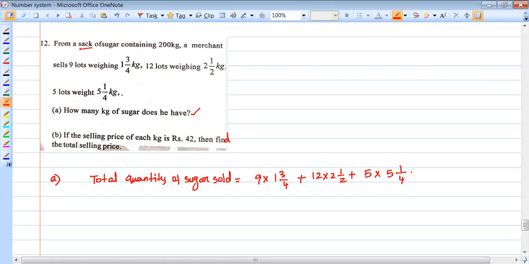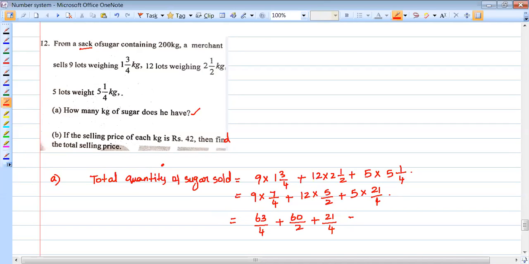So what is the answer? You have to do it very carefully in this place. 9 into 7 by 4 plus 12 into 5 by 2 plus 5 into 21 by 4. So what is the answer? 9 sevens are 63. 63 by 4 plus 60 by 2 plus 21 by 4.